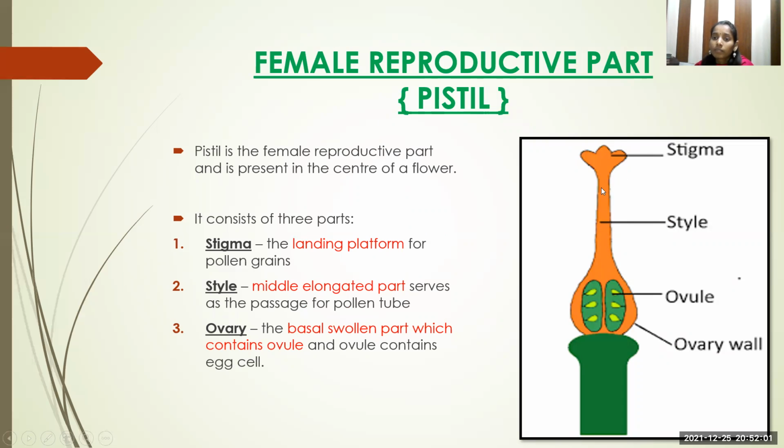Now then this middle elongated part, this is the style, and the basal swollen part is the ovary. Now ovary contains ovule and the egg cell, that is the female gamete, is present inside this ovule. Okay, so remember that egg cell, female gamete, is present inside ovule.